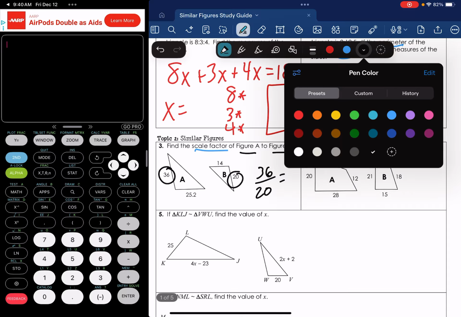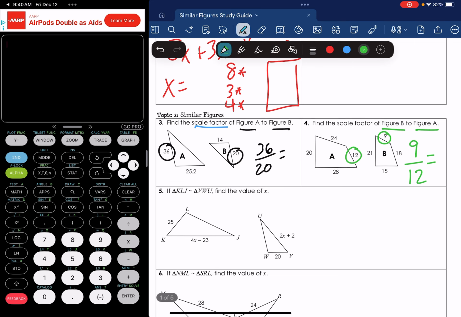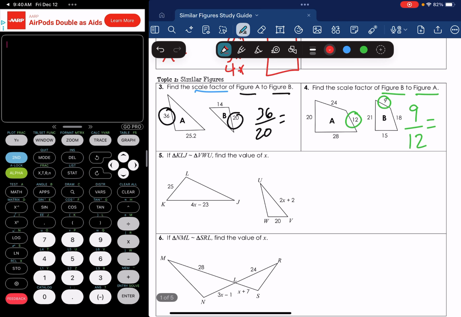Problem 4, you have to switch to figure B first, figure A as the denominator. I'm going to pick the smallest side from figure B, but you can pick any side and reduce it. Smallest side would be 9. And then the smallest side would be 12. You reduce that fraction, that gives you the scale factor.